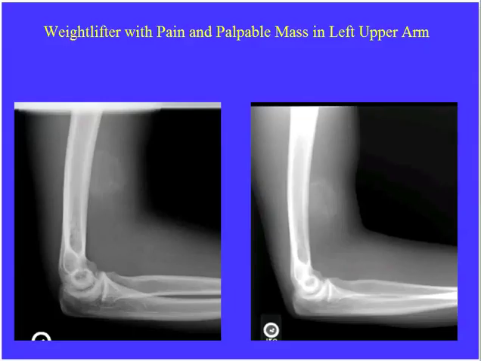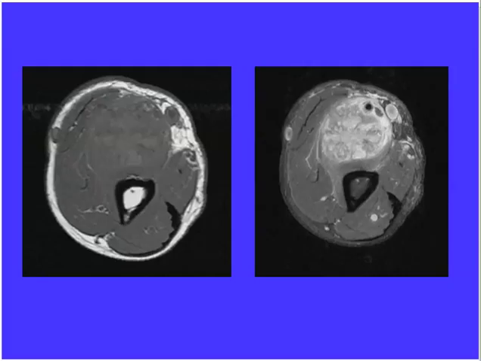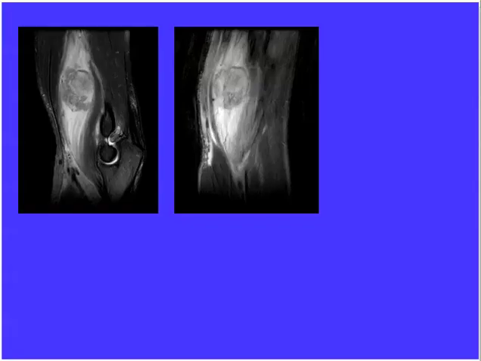Now, this is a weightlifter that came in with pain and a palpable mass in the upper arm. We see this area of ill-defined soft tissue calcification in the region of the biceps. When we do an MR, we have our T1 weighted image with the bright subcutaneous fat. The water signal within this mass is similar to muscle. We look at our T2, we see high signal. This is an indeterminate soft tissue mass. When we do our sagittal images, we can see this kind of rim around this mass with extensive soft tissue edema within the biceps muscle.